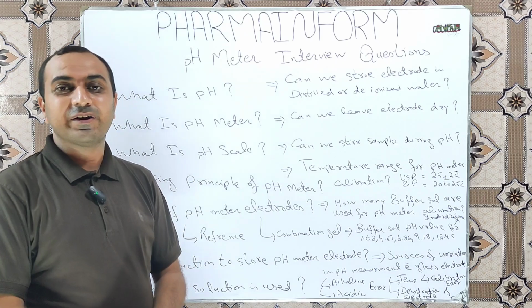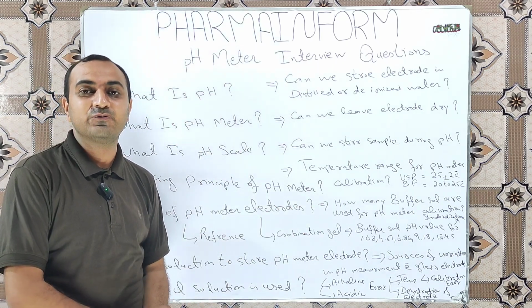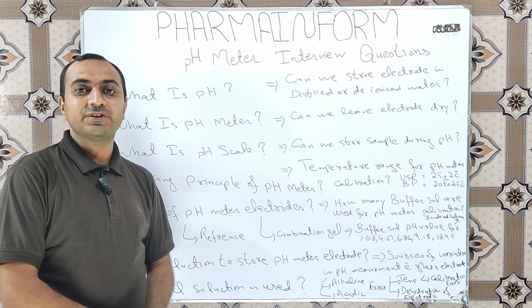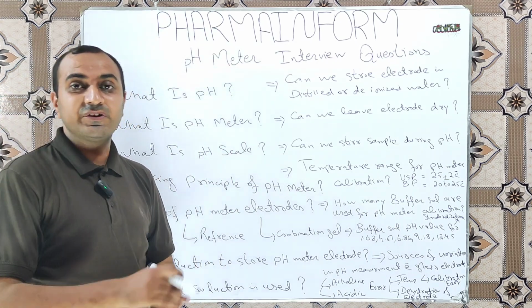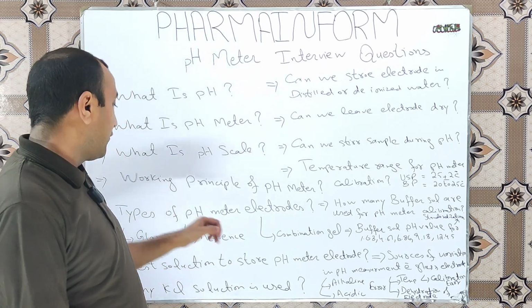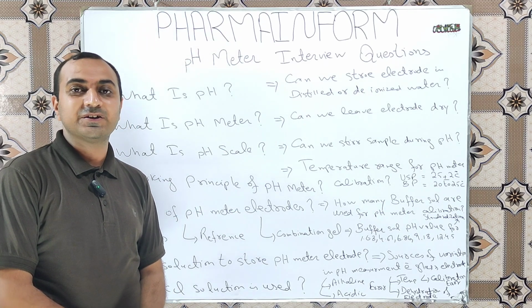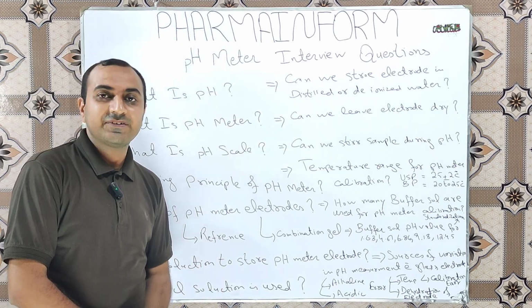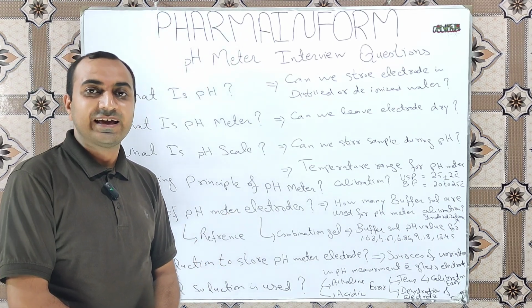The next question is, what is the pH scale? The pH scale has values from 1 to 14, and this scale is used to check the pH of the solution. The next question is, what are the types of pH meter electrodes? Three types of electrodes in pH meter are used. These are the glass electrode, the reference electrode, and the combination gel electrode.